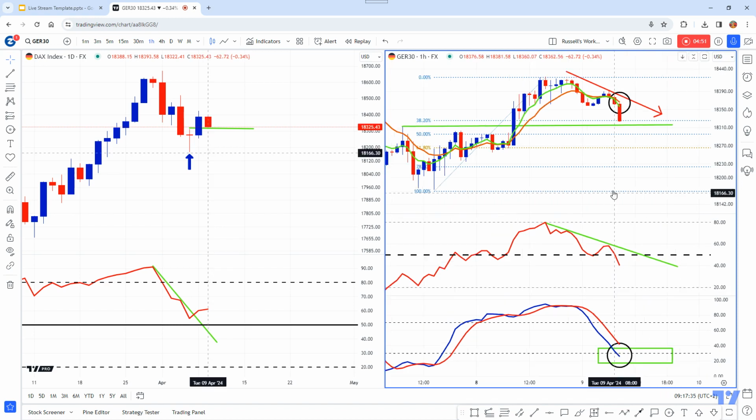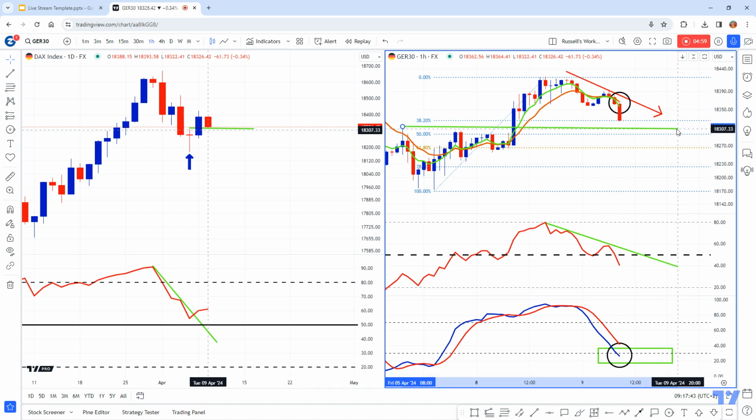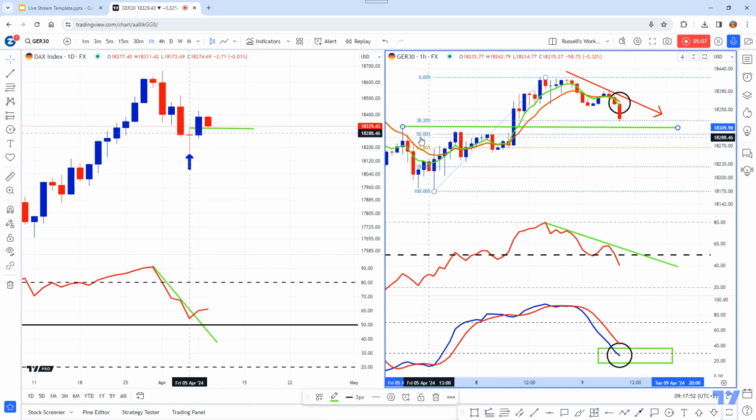Effectively, what we're looking for here is some sort of warning at this support level. It's not quite straight, but it's good enough. So we just want to see if this support level holds around about the 38, 50% retracement, and this price resistance turned support.